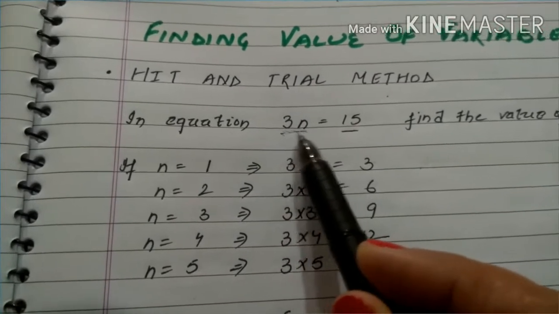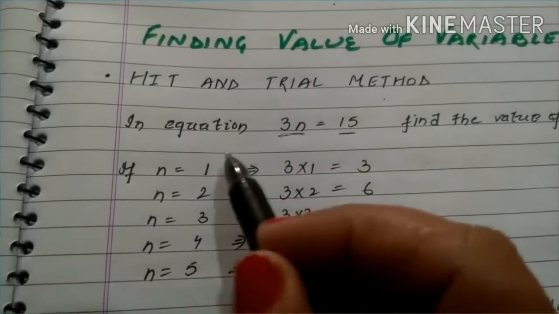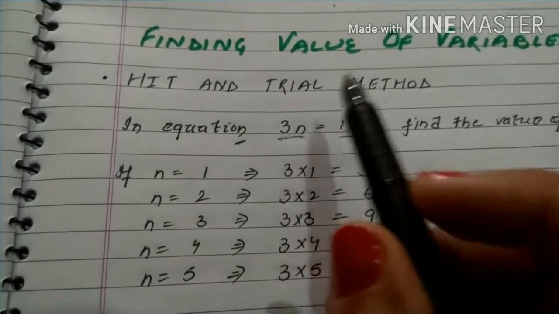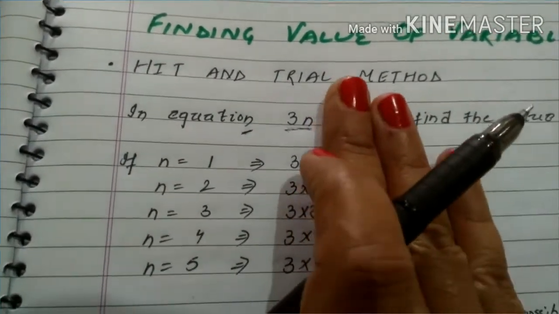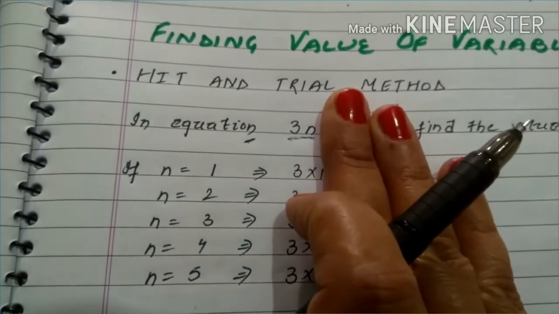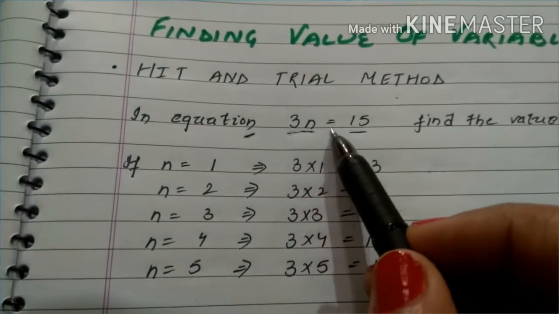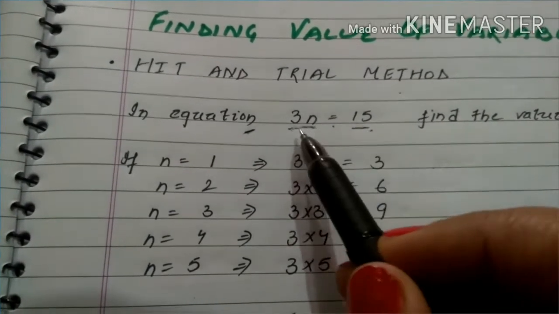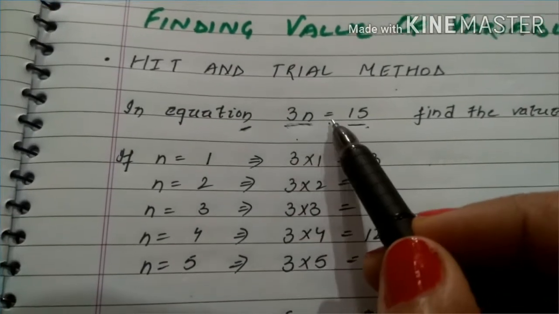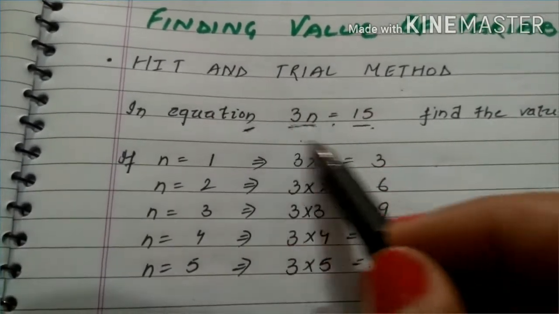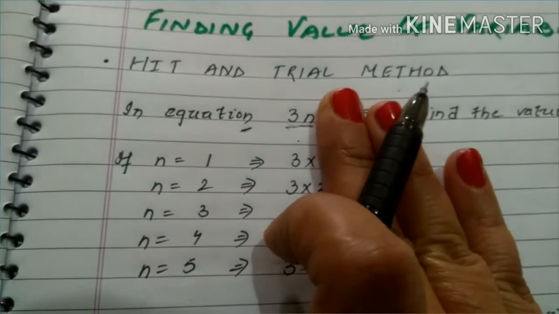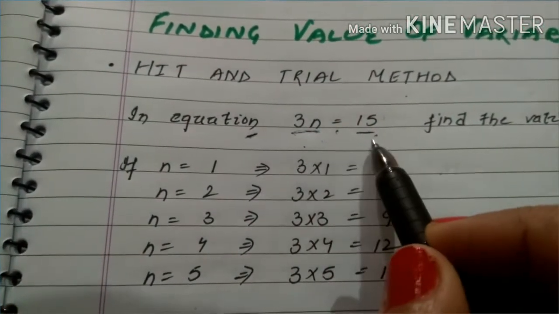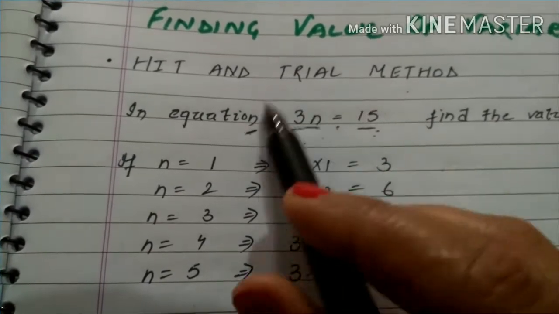Okay. Children, one more thing I want to explain here. What is the difference between an equation and an expression? If we hide this and write only 3n, this is an expression. If we write this with an equal sign, and we have something on the right hand side also, something on the left hand side also, with an equal sign in between, this becomes an equation. So if we write only 3n, it is an expression. And if we write it with an equal sign and something on the right hand side also, it becomes an equation.